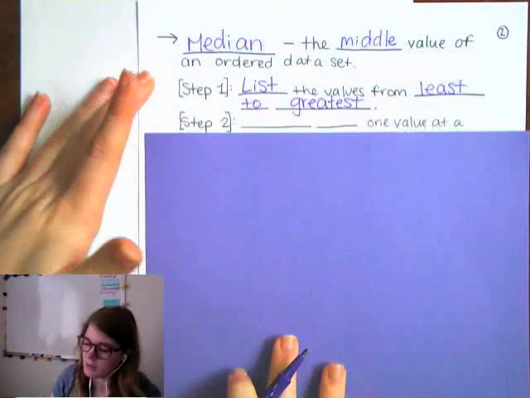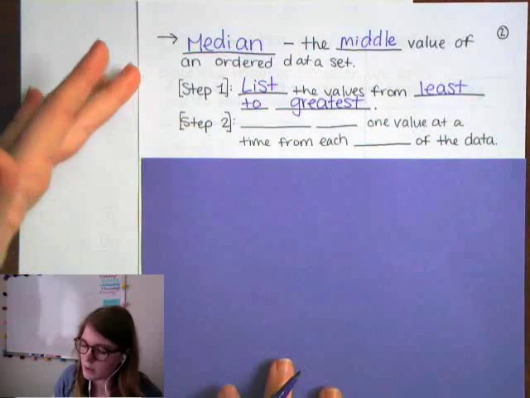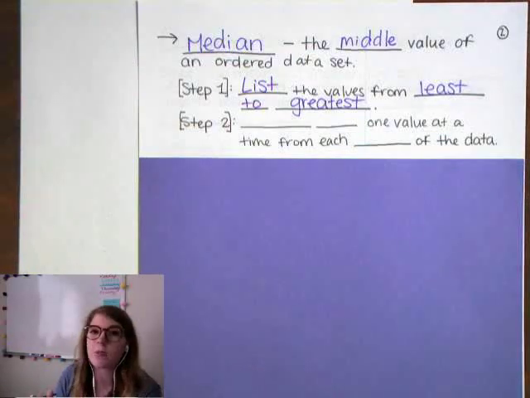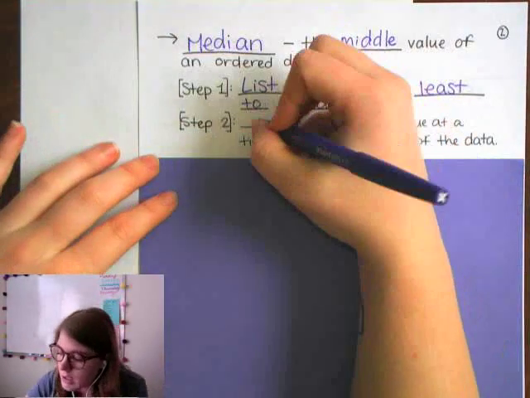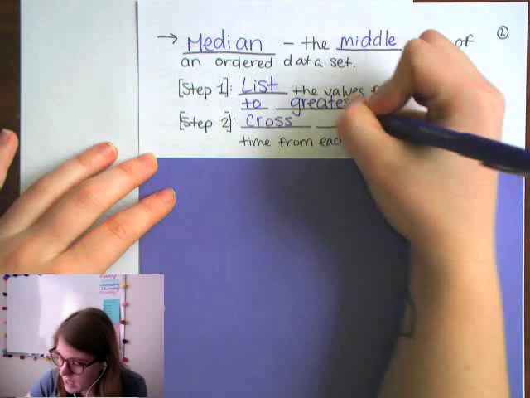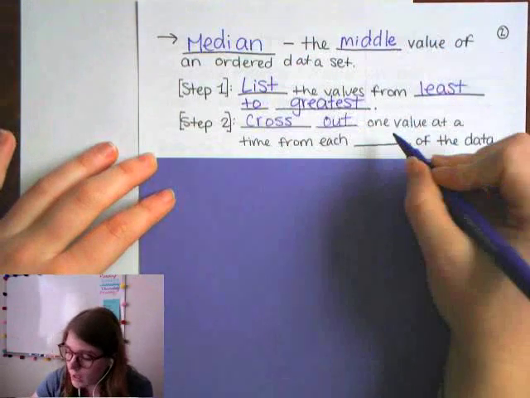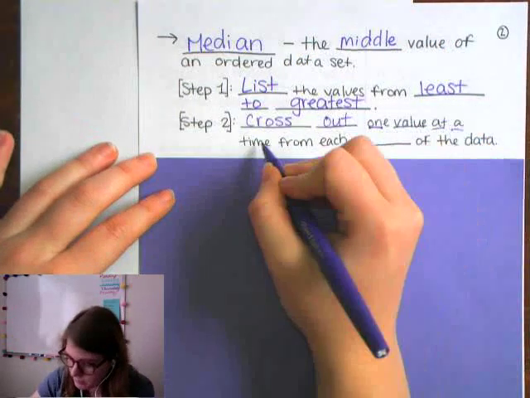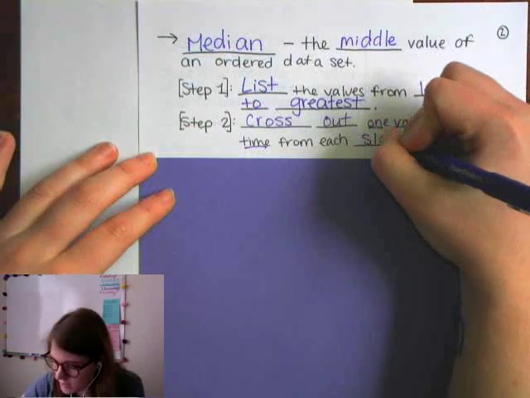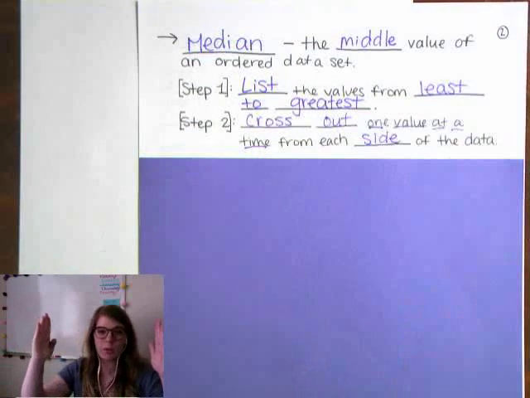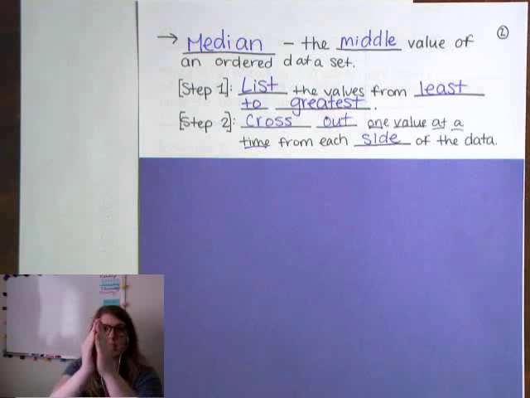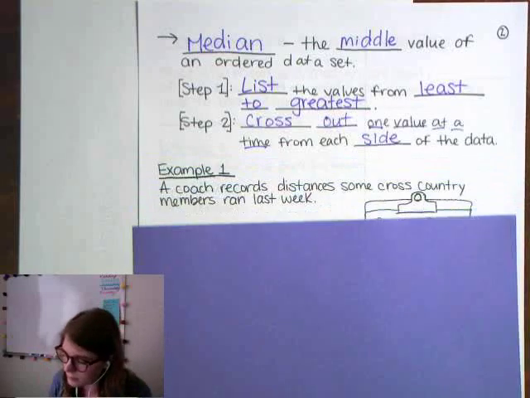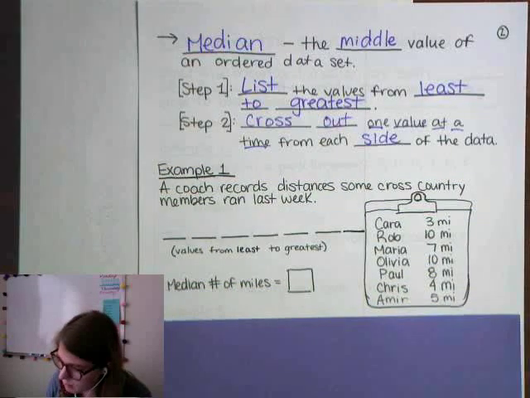And then after that, you can work through this step how you see fit, whatever makes the most sense to you. But I suggest that we cross out one value at a time from each side of the data. So once we've got that long list, we're literally just going to go cut, cut, cut, one at a time from each side until we find that middle. So let's do an example.